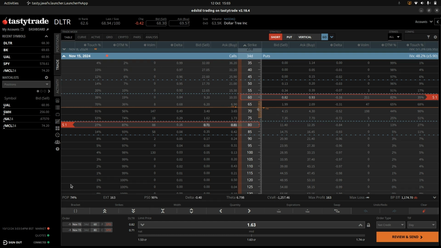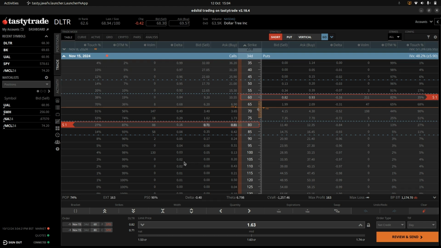We can see that here down below on the left, we've got a probability of profit of 74%. And if we wanted to only take 50% of max profit on this position, then we've got a 90% chance of hitting that 50% mark at some point over the next 34 days. So as you can see, these are some very, very high probabilities, especially when it comes to trading.